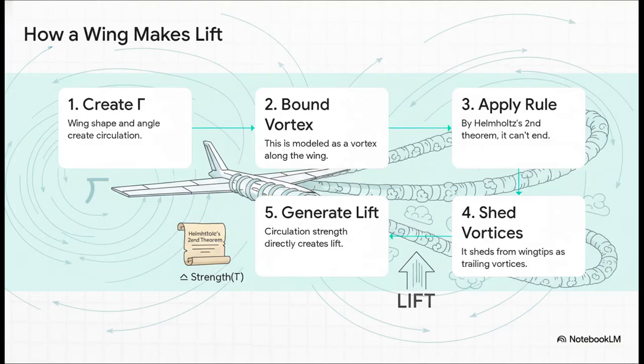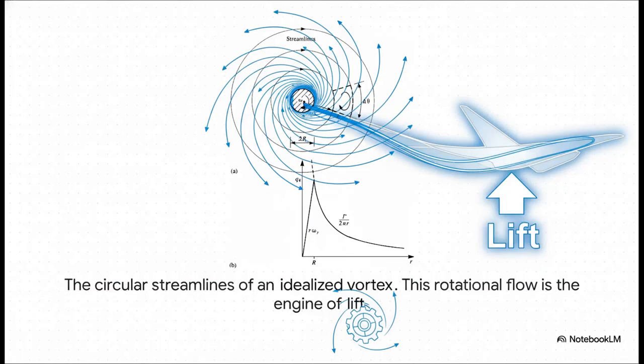So here's how it all comes together. As a wing slices through the air, its shape and angle create circulation. We model this as what's called a bound vortex that's kind of attached to the wing. But here's where the magic happens. Remember Helmholtz's rule? That vortex can't just stop at the wingtips. It has to go somewhere. So it peels off the wing and trails behind, forming those famous wingtip vortices you can sometimes see on a humid day. And it's the strength of that circulation, the part that's bound to the wing, that directly creates the upward force of lift.